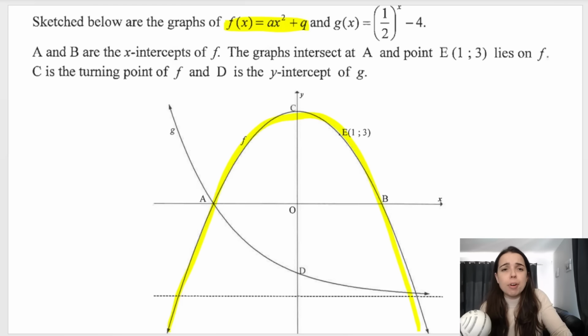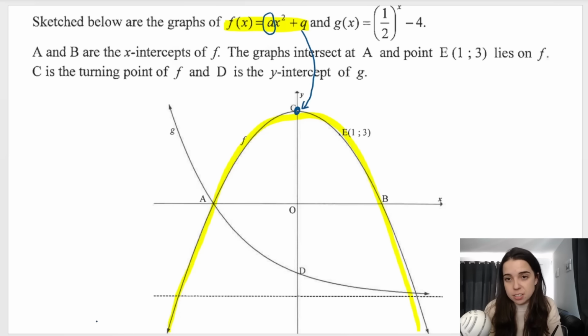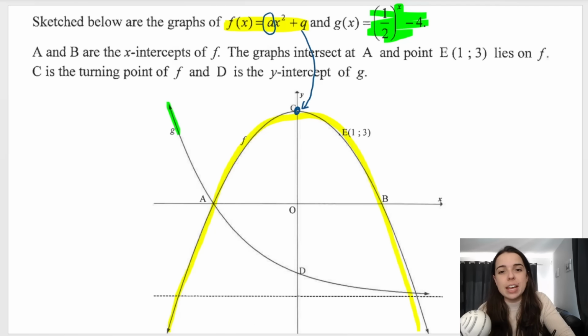It's a sad parabola, which means that a is going to be negative. Just keep that in mind. And this value over here is going to be your q value. That is your y-intercept. Then we've got g of x, and g of x has x in the exponent, which means we're dealing with an exponential graph. And here's g over here. It's the exponential function. It approaches this asymptote over here.